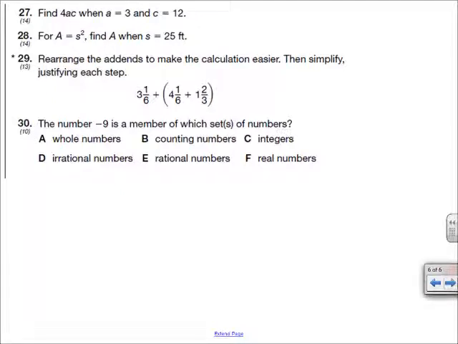Find 4AC when A equals 3 and C equals 12. So 4 times A is 3 times C is 12. Well, 4 times 3 is 12, and 12 times 12 is 144.